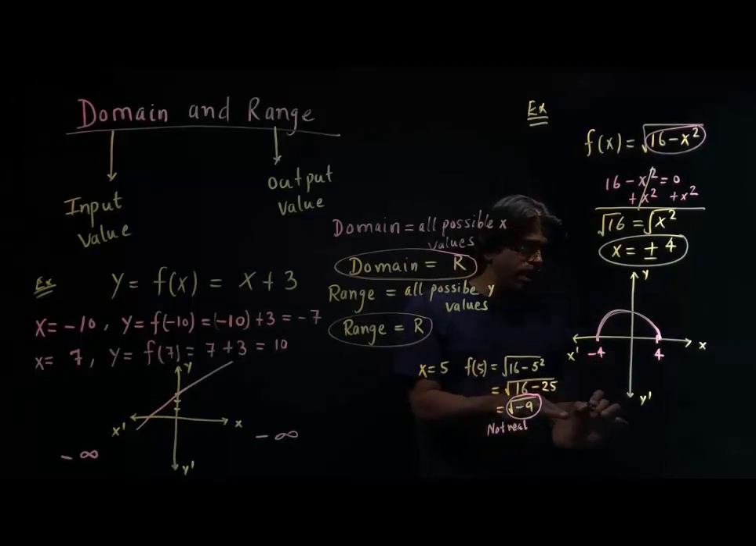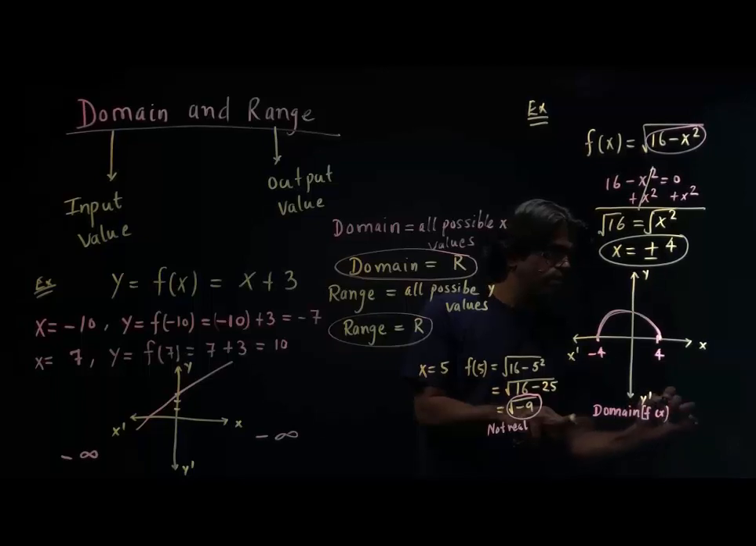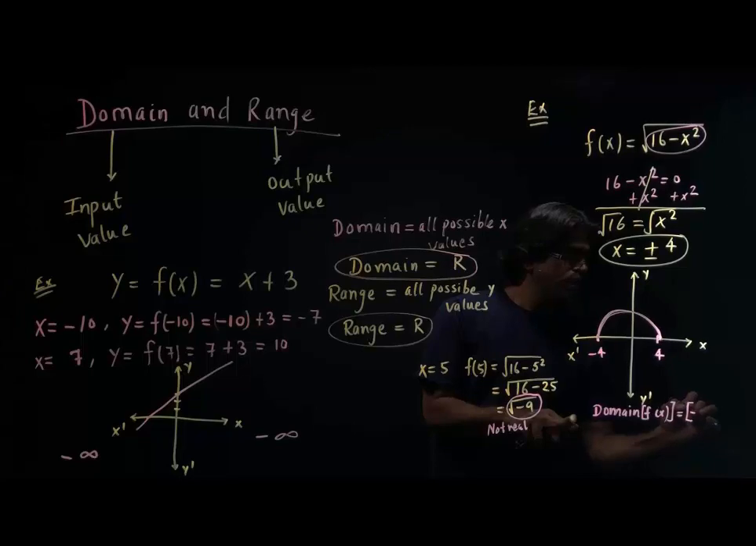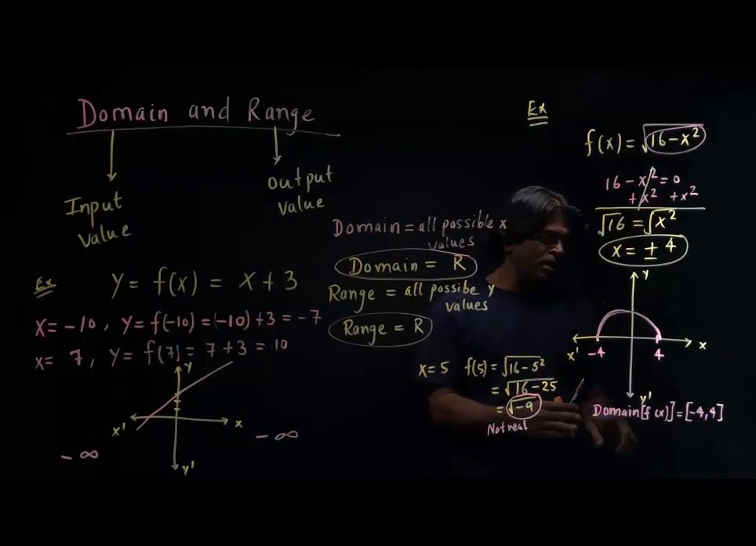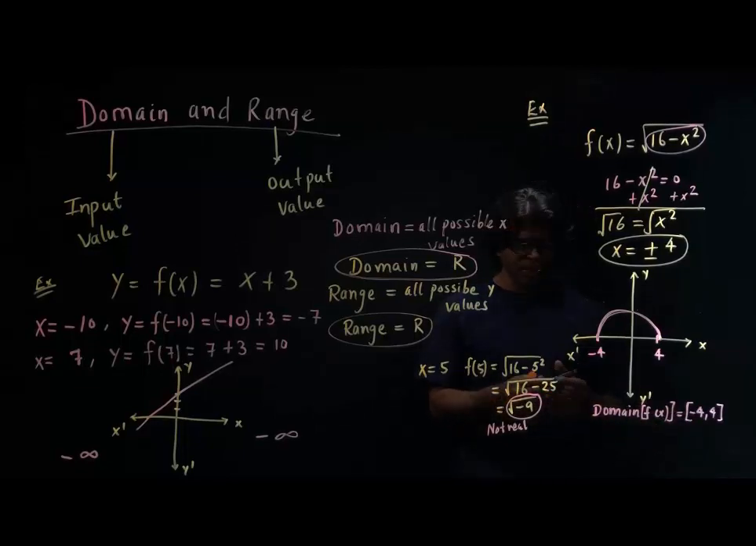So my domain for this function f(x) is the closed interval negative 4 to 4. So the domain for this function is from negative 4 to 4. Now let's talk about the range.